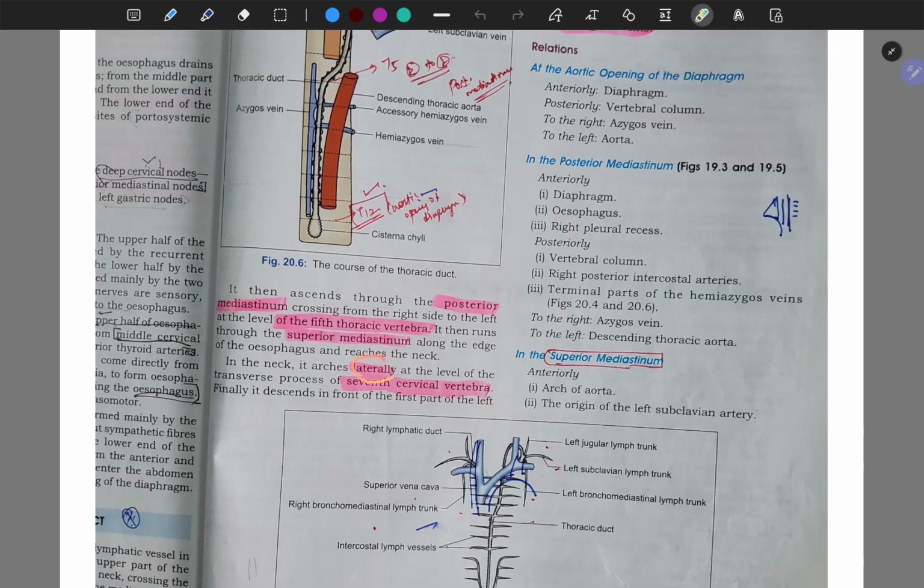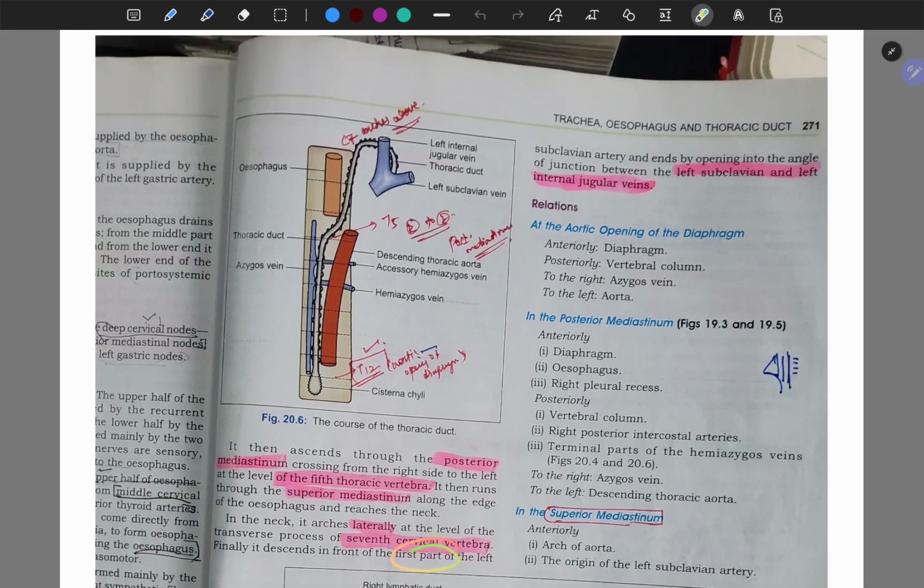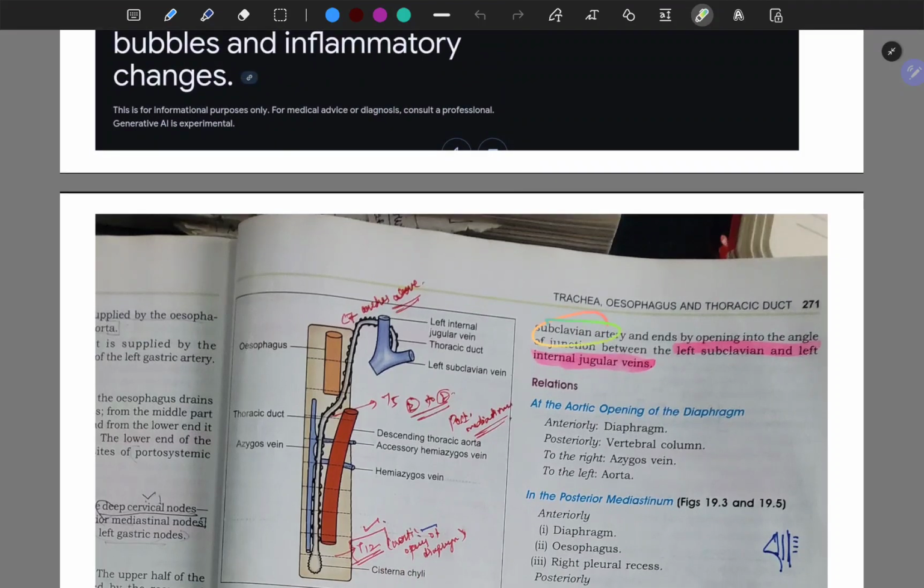In the neck it arches laterally at the level of the C7 vertebra and descends in front of the first part of the left subclavian artery. It ends by opening into the angle of junction between the left subclavian and the left internal jugular vein.